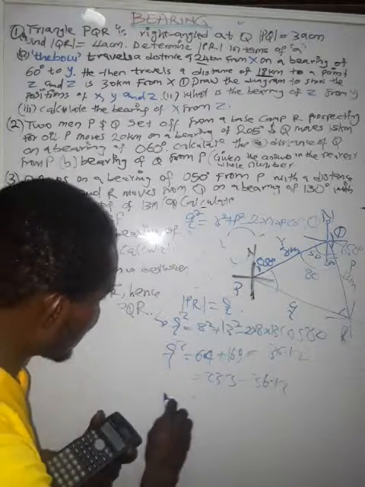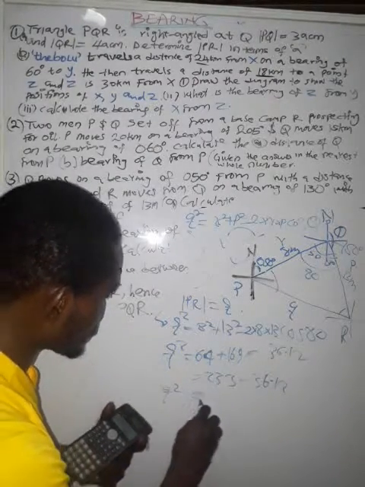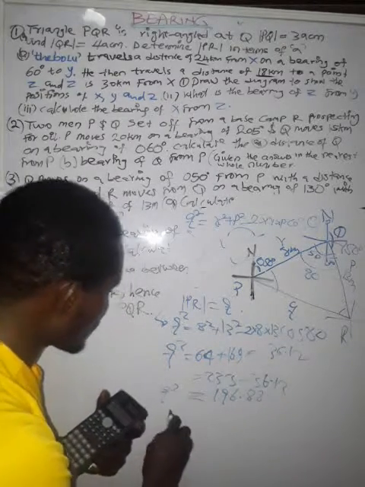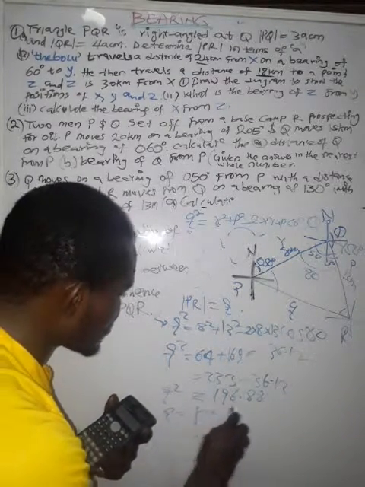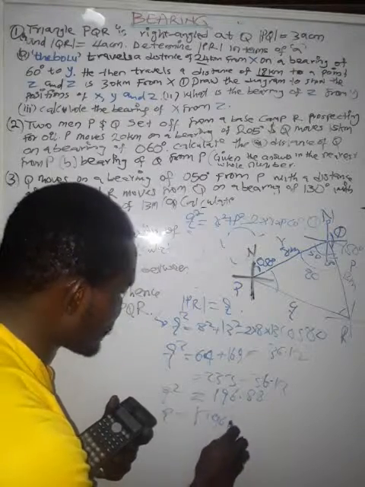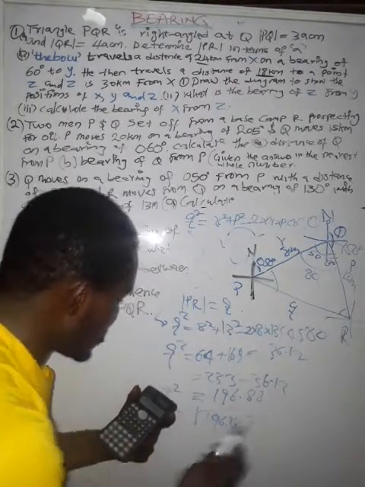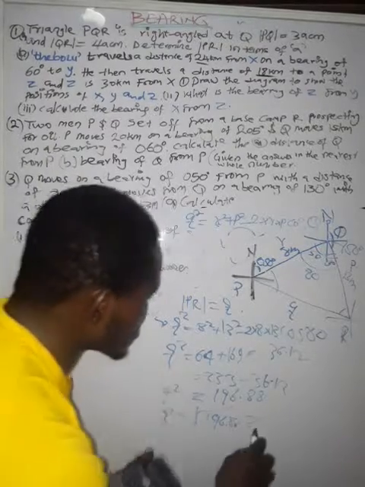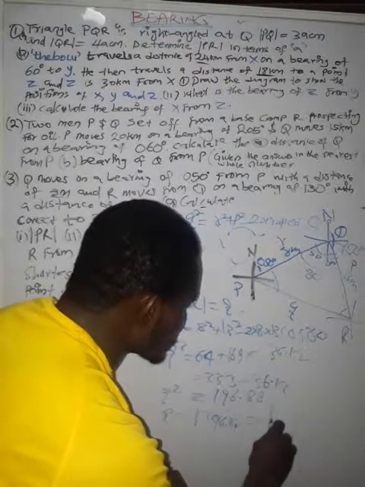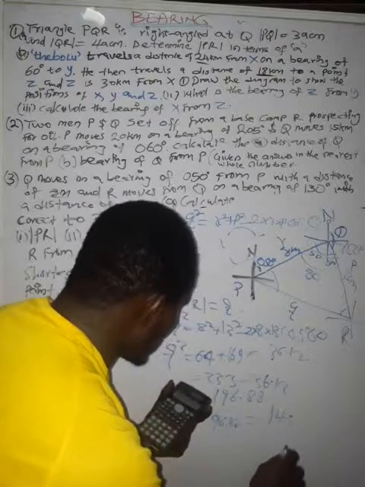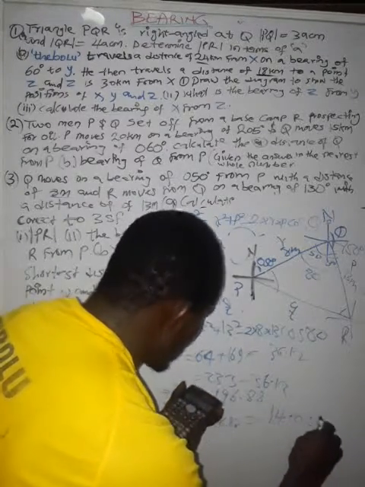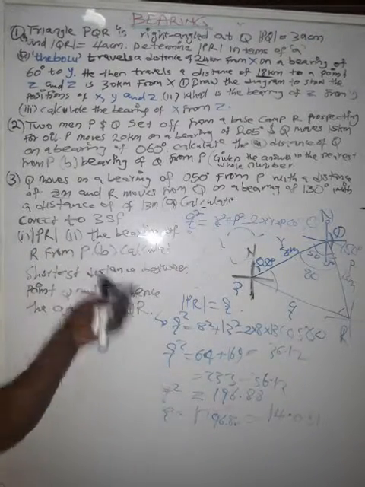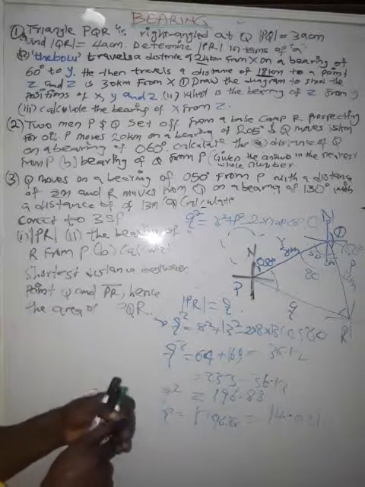equals to, so we now have Q square equals to 196.88. So we now find the square root of both sides. Square root of 196.88. That will give us square root of answer. So you have 14.031 like that. Now don't forget the question says put your answer in what?